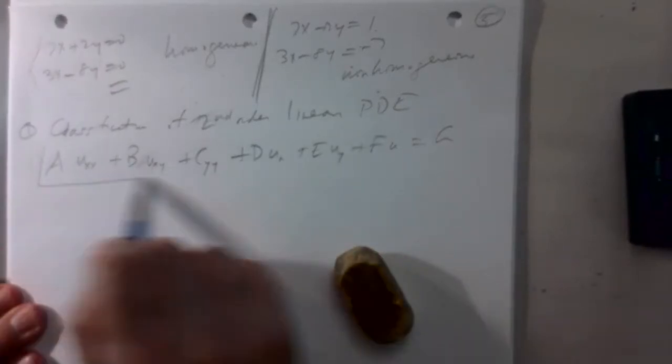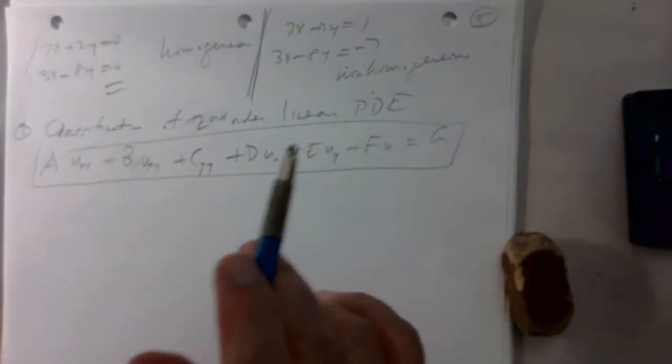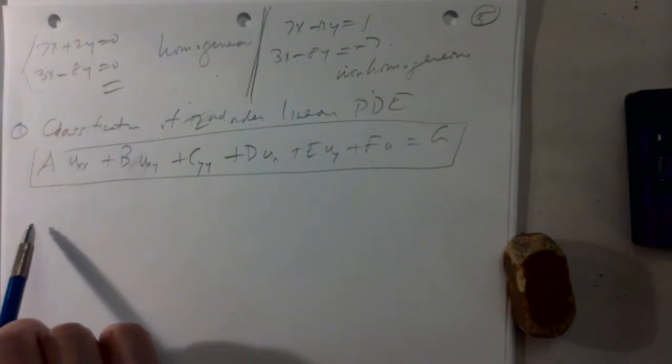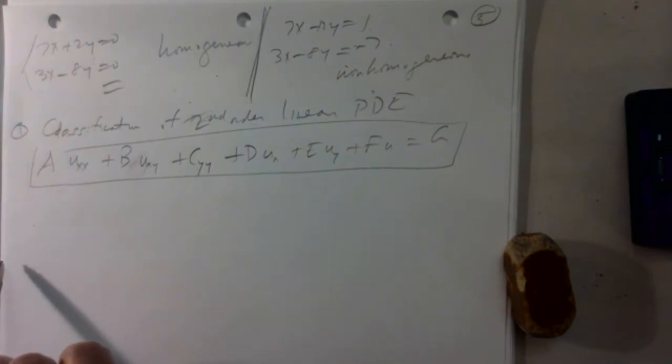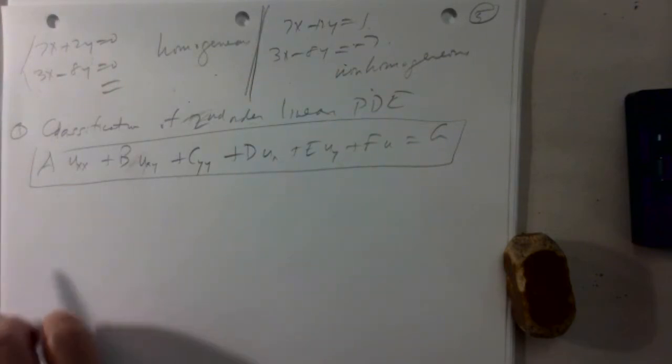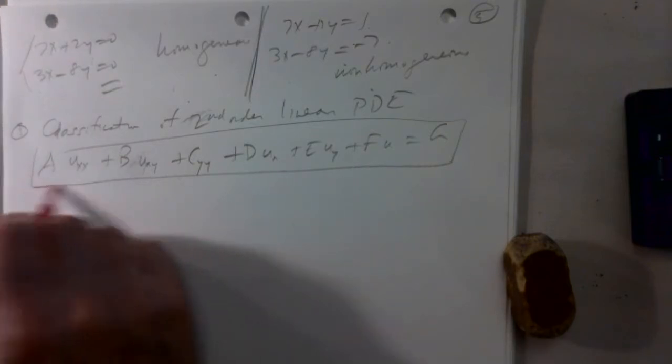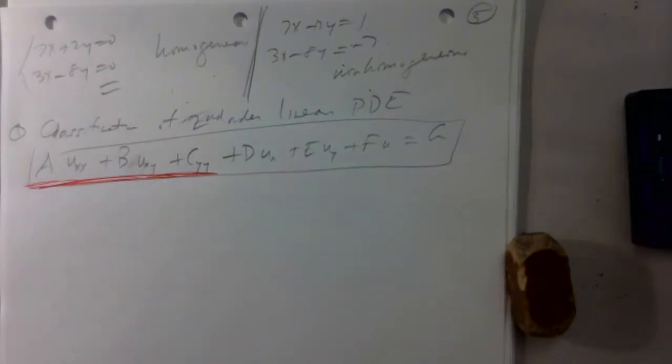So this is second order, because it involves second partial derivatives. Linear, because it's linear in u and its partial derivatives. Partial differential equation. And the behavior of what solutions look like is really determined by the second order part.